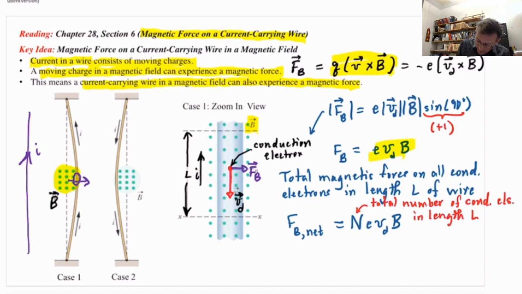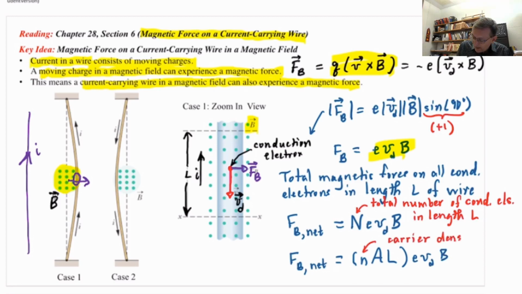But conducting materials have a nice property: every conducting material has a certain value for the carrier density, the number of charge carriers per unit volume, denoted little n. So to get the big N, the total number of conduction electrons in that length L, I'll take the carrier density for this conducting material, little n, times the volume of the wire in length L. So that'll be little n, the carrier density, and then the volume of wire of length L is, I'll call the cross-sectional area of the wire A, and the length is L. So little n is the carrier density.